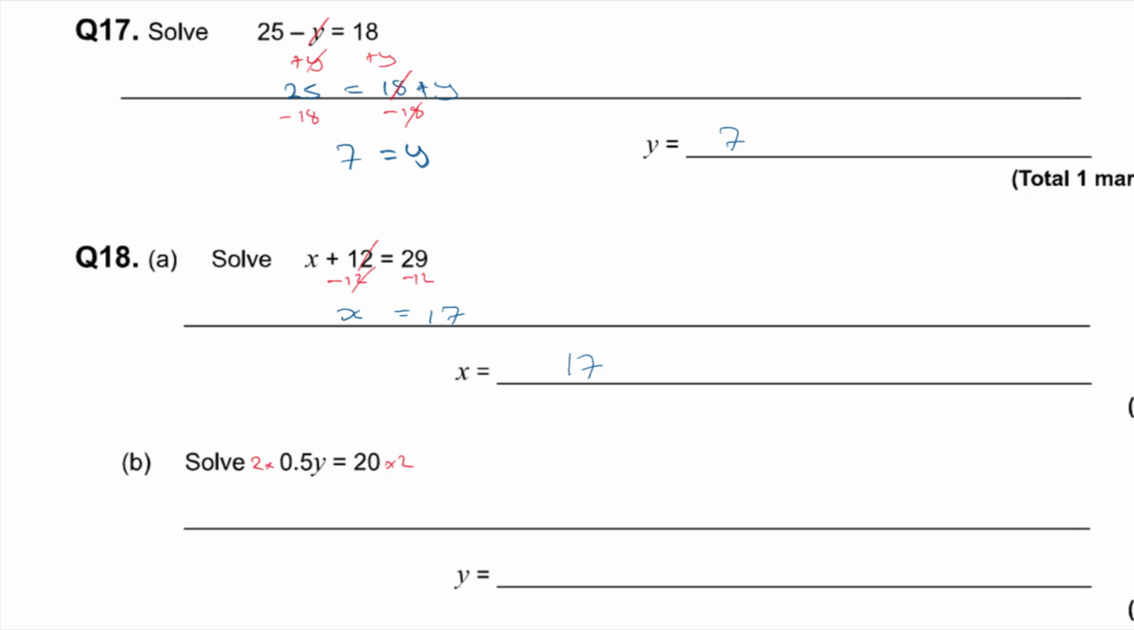So my 2 and my 0.5 cancel, and that leaves me with y on the left. And my 20 times 2, that's 40. So y is equal to 40 is the solution.